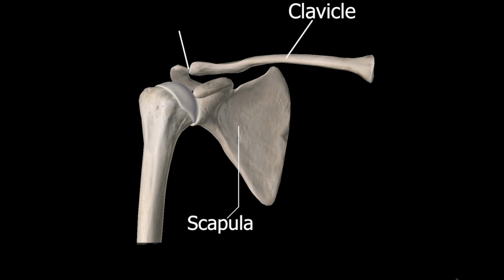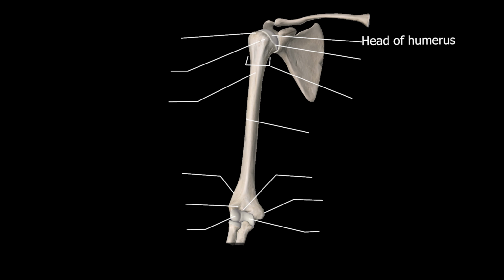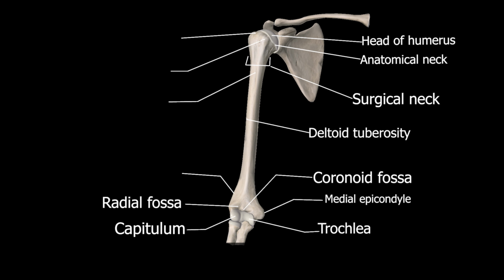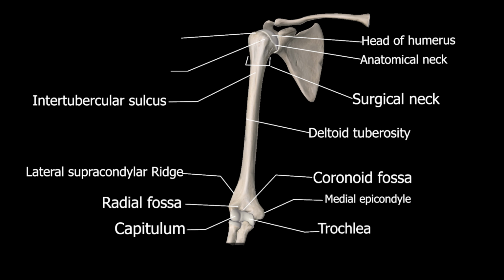Clavicle, scapula, acromioclavicular joint. Head of the humerus, anatomical neck, surgical neck, deltoid tuberosity, coronoid fossa, medial epicondyle, trochlea, capitulum, radial fossa, lateral supracondylar ridge, intertubercular sulcus, lesser tubercle, greater tubercle.